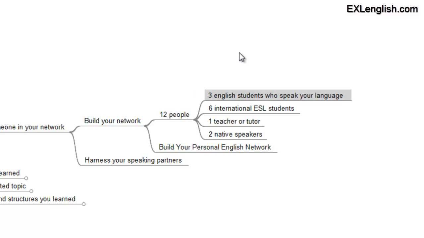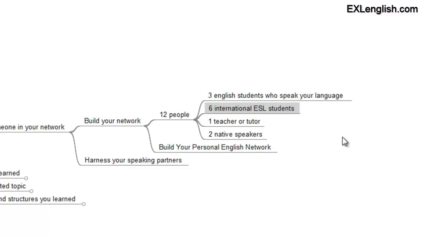So that way, especially when you're beginning, you have people that if you have questions or doubts, you can ask them for help. Then I recommend you have 6 international English students, because if you speak only to people who speak your language, you'll be tempted to fall back into speaking your mother tongue. So by speaking with other people who are learning English but who don't speak your mother tongue, you'll be forced to speak in English with them. So you won't be tempted to always go back to speaking your mother tongue.